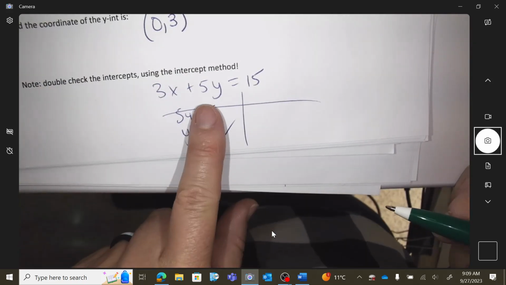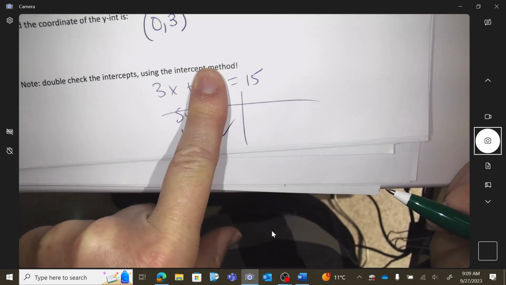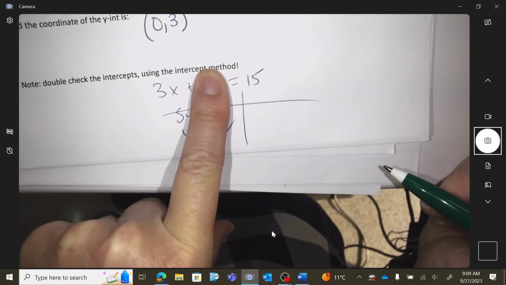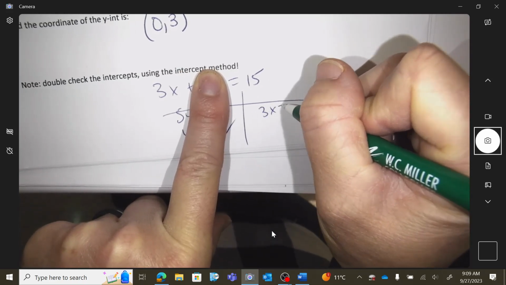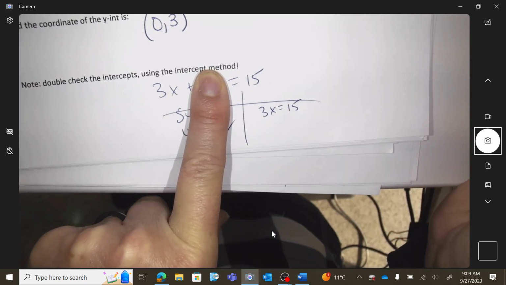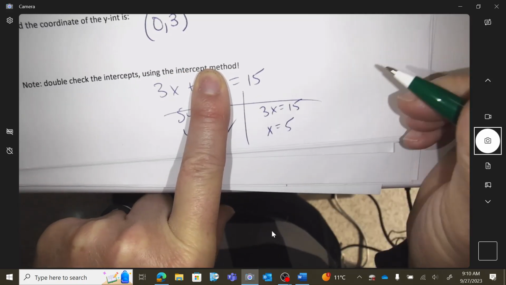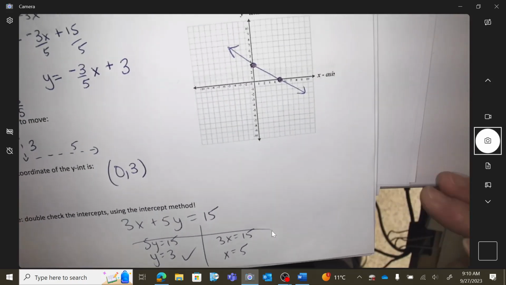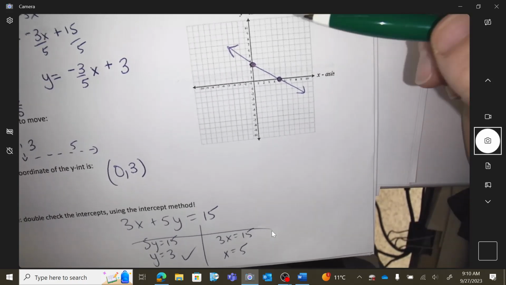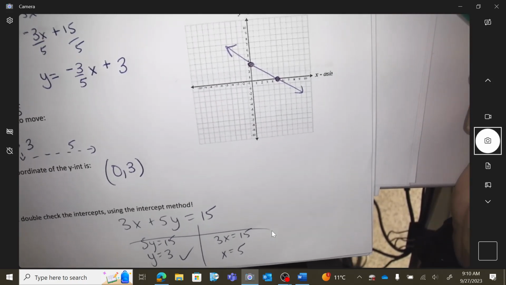Okay, now I'm going to cover up the y stuff. So if there's no y's, 3x equals 15. So therefore x would have to be at 5. And you know what? That's actually also on my graph already. So it worked the same.